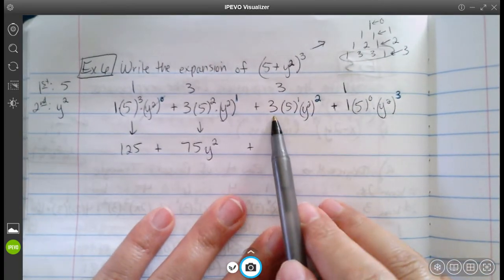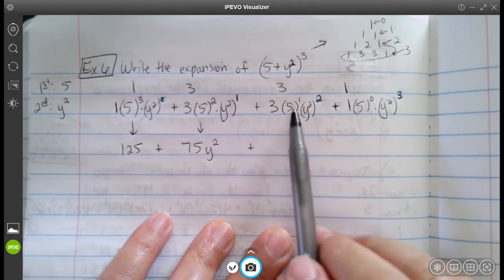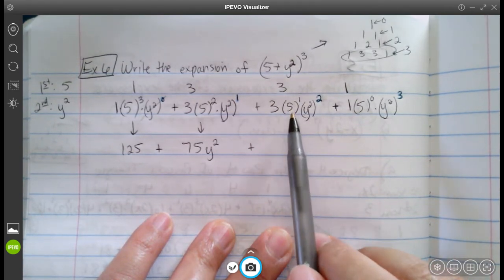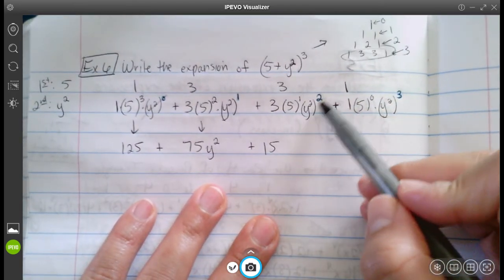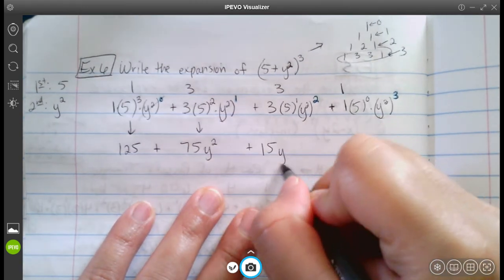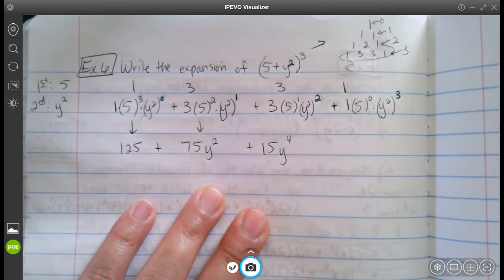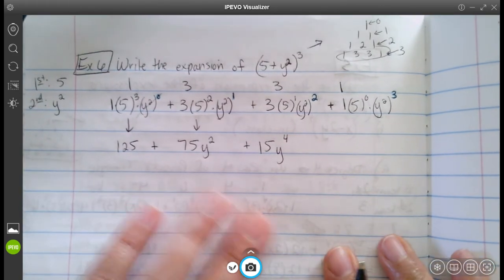Plus, here we have 3 times 5 to the 1st power. Anything to the 1st power is the same number or term that we started with, so 3 times 5 is just going to be 15. And when we're multiplying powers, you just distribute, so 2 times 2 is 4, so y to the 4th power, okay? Did I skip one? No, we're good, we're good.